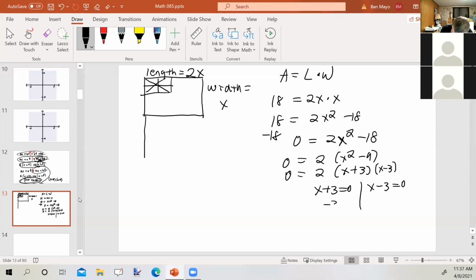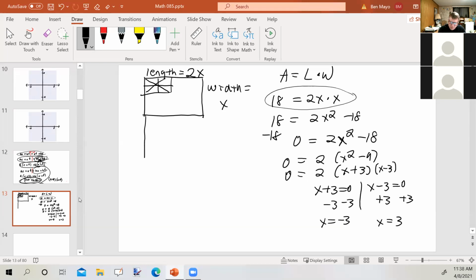X plus 3 equals 0. I'll subtract 3 from both sides and I get x equals negative 3. X minus 3 equals 0. I'll add 3 to both sides and get x equals positive 3. So I've got those two solutions, x is negative 3 and x is positive 3. Those are solutions to this equation.